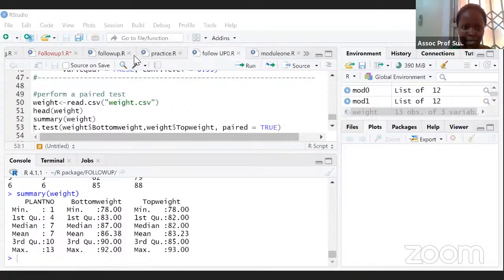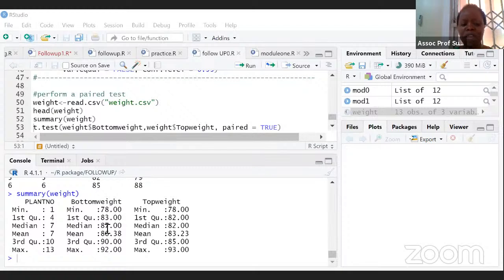Okay, let's go back to the output. The bottom weight median is 87 and the mean is 86.38. We can see that there is no significant difference. They are not so much different. They are within the same range.